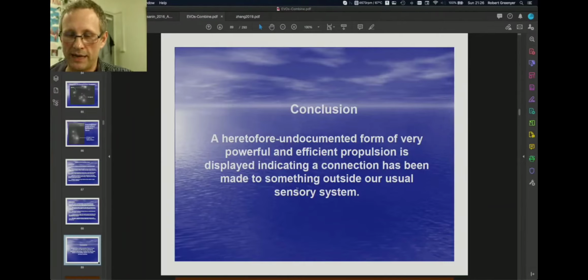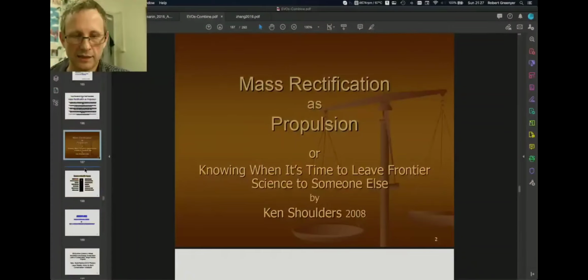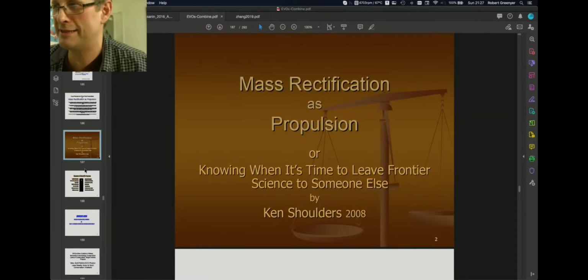So he actually has another paper on this, so I will try and get that for you, because it's relevant to specifically what we are discussing here. Now, you can go and find these papers on Rex Research, and the guy that runs Rex Research, thank you very, very much for all of his work over the years to put that together. So, this is called Mass Rectification as Propulsion, or Knowing When It's Time to Leave Frontier Science to Someone Else by Ken Shoulders in 2008.